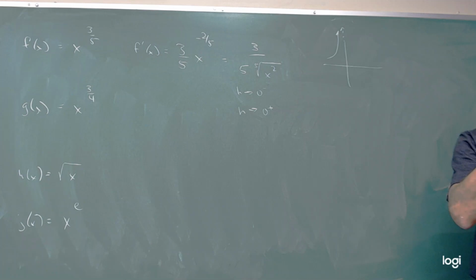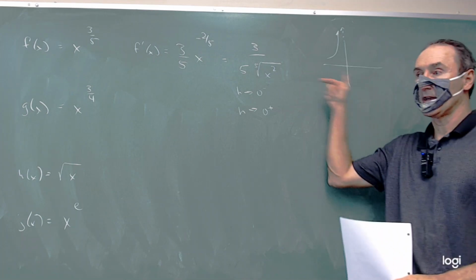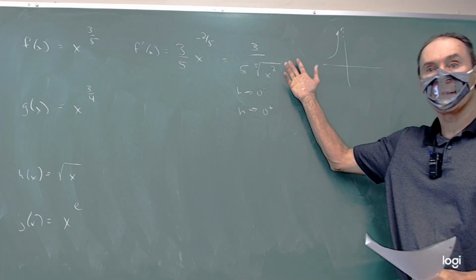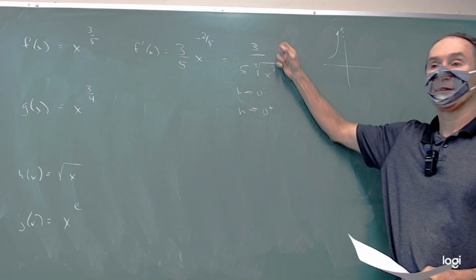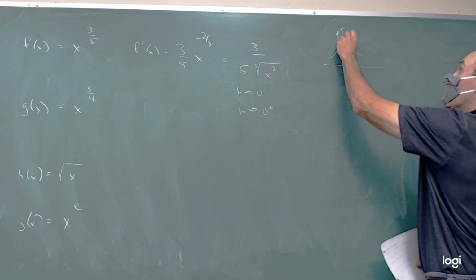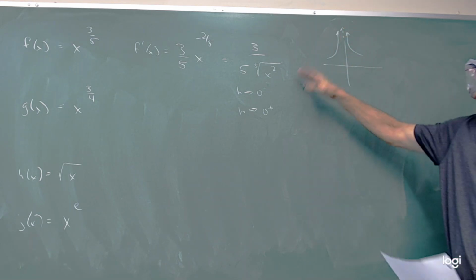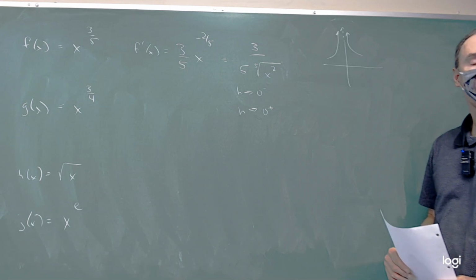As we approach 0 from the right, plugging in a small positive value, again it gets squared, stays positive. Fifth root is still very small, positive over very small positive. You can see that our vertical tangents give us this kind of graph.